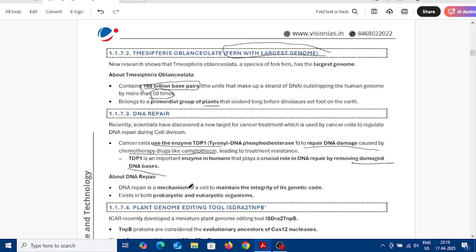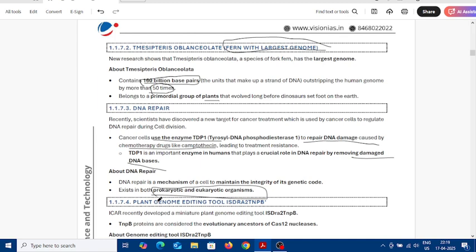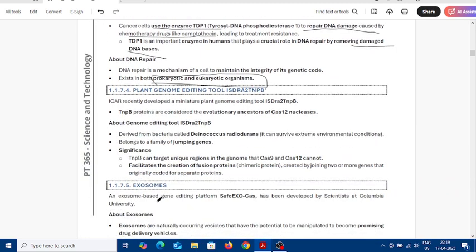It is a mechanism that helps the cell to maintain its integrity. It exists in both prokaryotic and eukaryotic organisms. जहाँ DNA repair दोनों में exist करता है, prokaryotic and eukaryotic organisms में. Plants, plant genome editing tool. अभी हमने बात करी थी CRISPR-Cas9, that is for human.